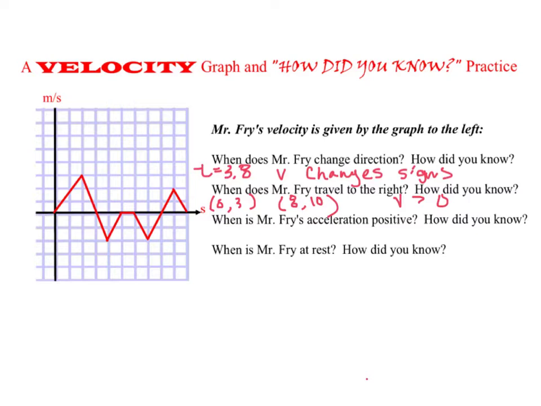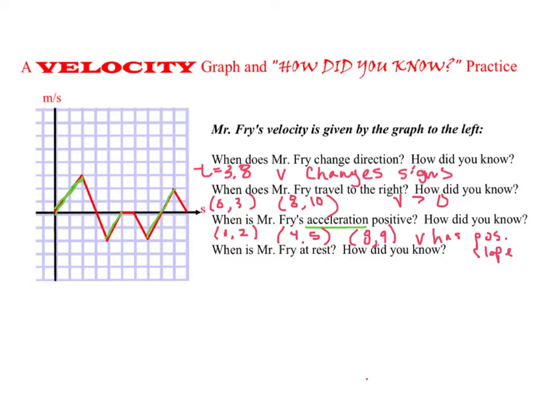Now, when is Mr. Fry's acceleration positive? Well, acceleration represents the derivative of velocity, so now we're saying, when does velocity have a positive slope? So here, here, and here. So every time velocity has a positive slope, its derivative, acceleration, will be positive. So from 0 to 2, from 4 to 5, and from 8 to 9. Velocity has positive slope. You could also say velocity is increasing.